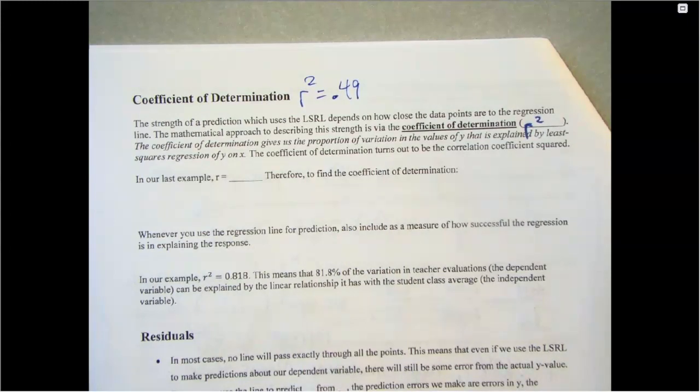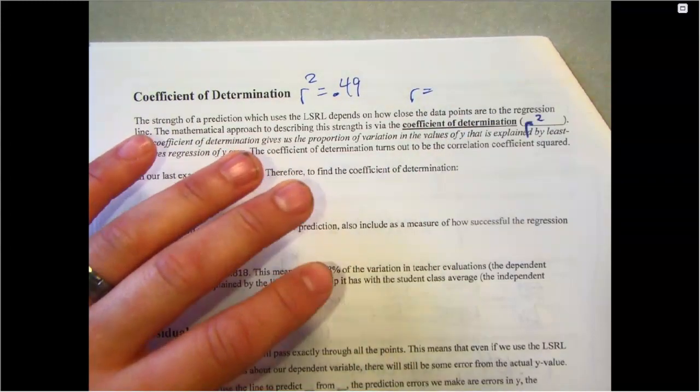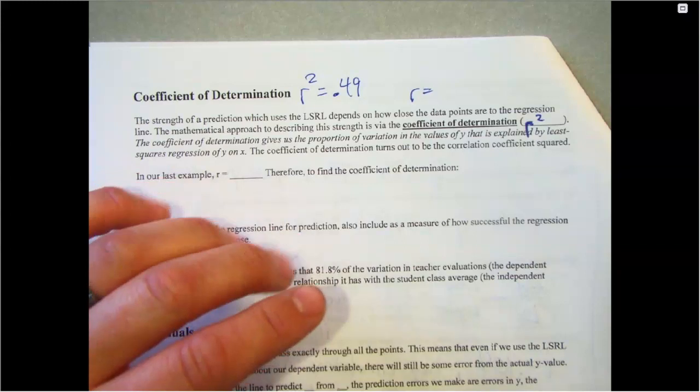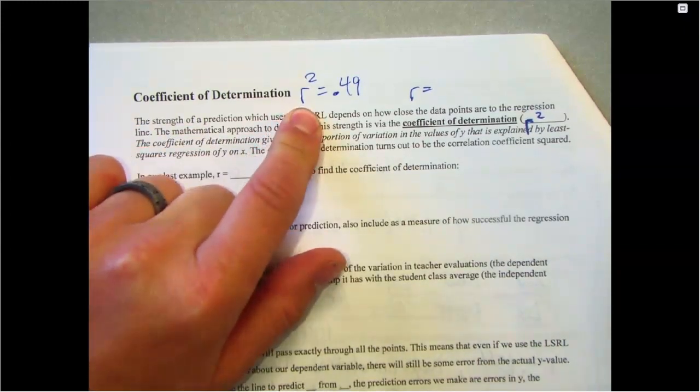So if you square root that, what's the square root of 49? That's 7. So if you square root this, R is going to be a form of 0.7. Do I know from this whether it's positive or negative? No. Because the square root of 49, I'm sorry, I stole your thunder. Is that what you were going to say?